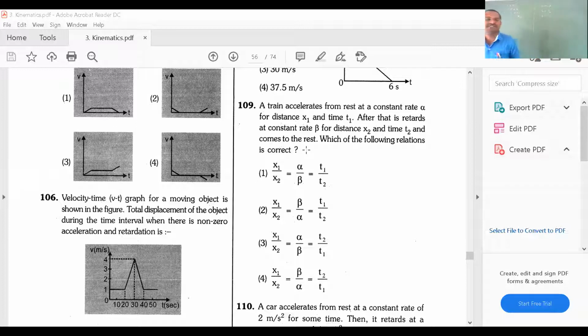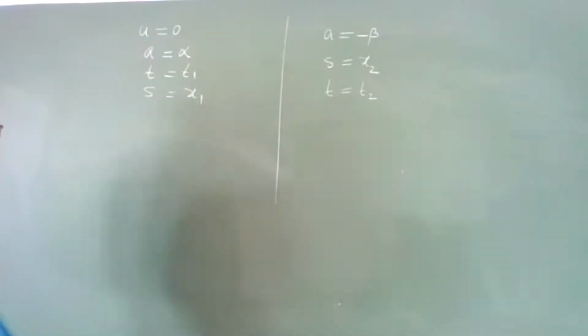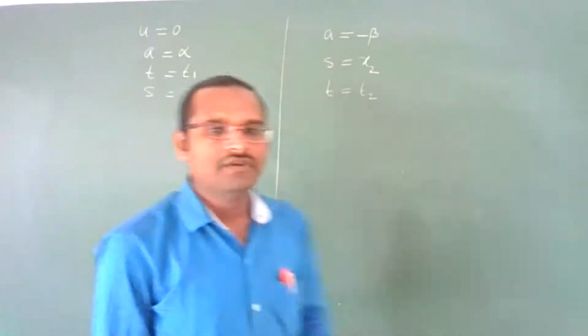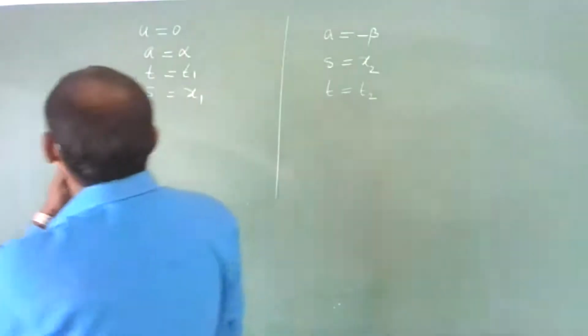Now, which of the following relations is correct? The relations we have to get from all these. Let us take those values and try for that. So let us check now. See, we have this data.